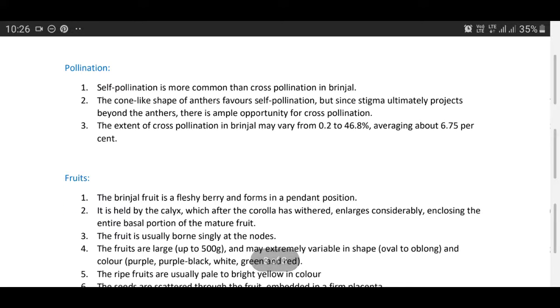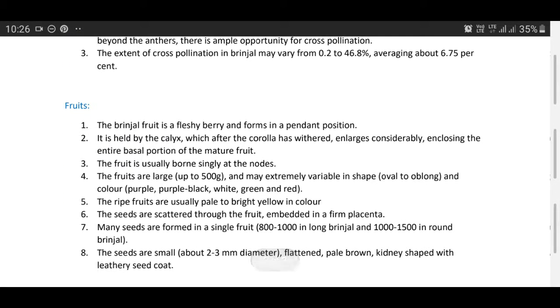Now we study fruits. The brinjal fruit is a fleshy berry and forms in a pendant position. It is held by the calyx, which after the corolla has withered, enlarges considerably, enclosing the entire basal portion of the mature fruit. The fruit is usually borne singly at the nodes. The fruits are large, up to 500 grams, and extremely variable in shape, oval to oblong, and in color purple to purple black, white, green, and red. The ripe fruits are usually pale to bright yellow in color.